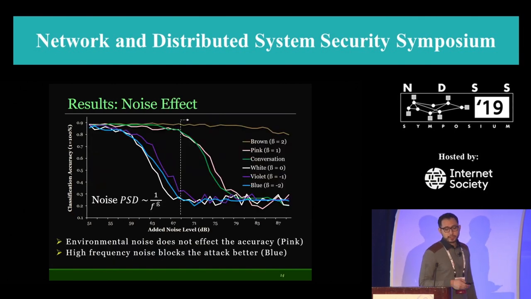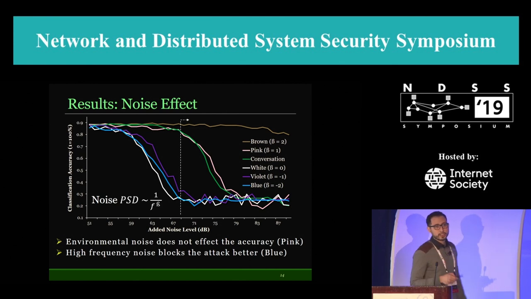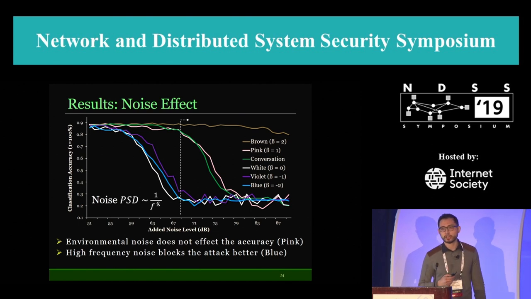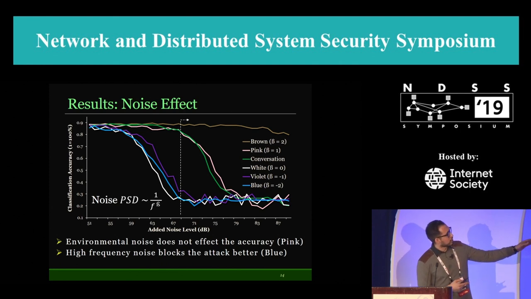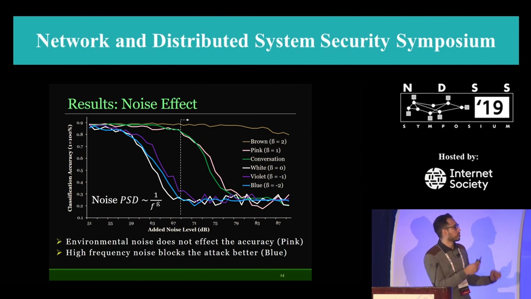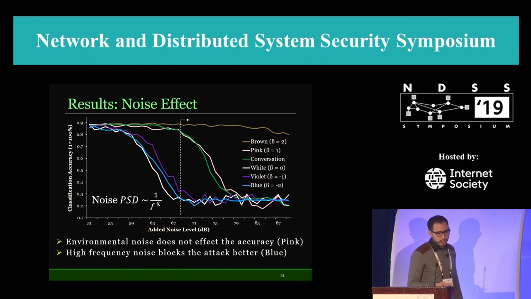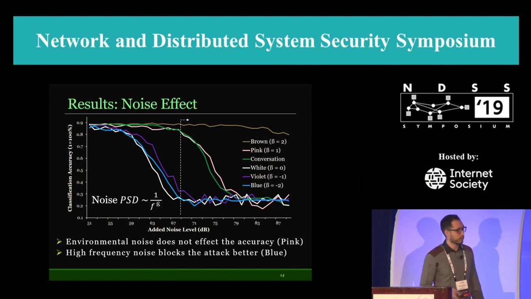Next, to determine the effect of noise on the classifiers, we added various types of synthetic noise to the collected signal. Our results showed that typical environmental noise that we can find in a laboratory, such as air conditioning noise and people talking to each other, won't have a significant effect on the attack methodology. To give you a tangible reference, a conversation between two persons is usually below 65 decibels, and you see that the conversation and the pink noise don't affect it until 69 decibels. However, we also noticed that some high-pitched noises can degrade the accuracy of the classifier, but those noises usually don't exist in a laboratory environment.